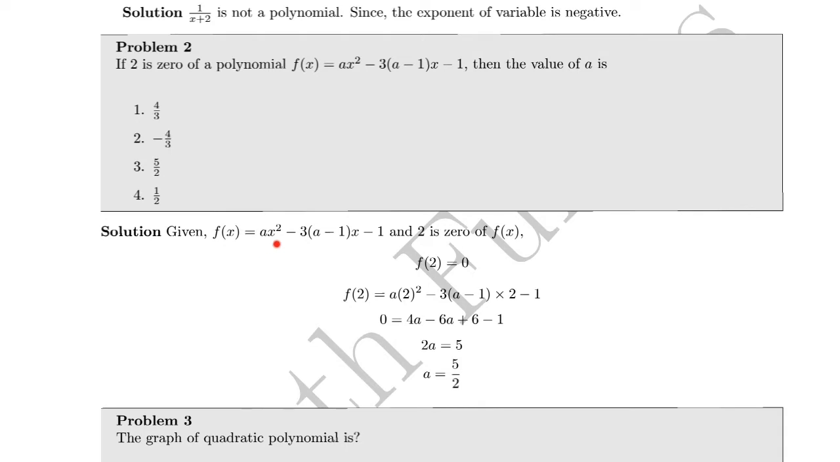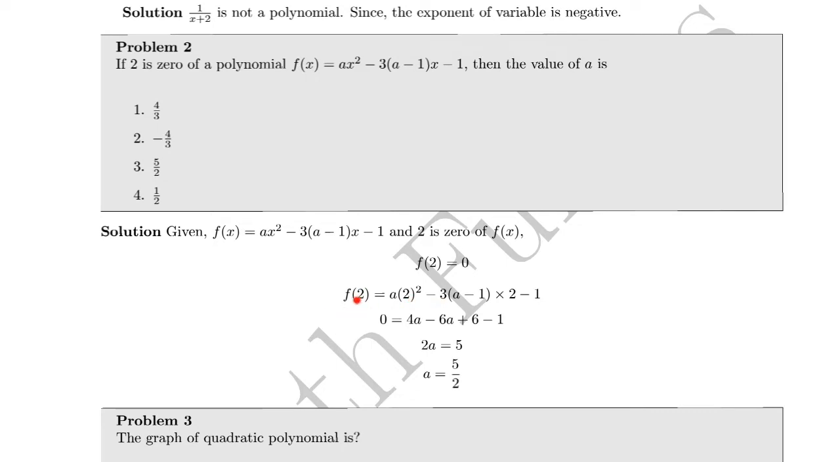Here, given that f(x) is equal to ax square minus (3a minus 1)x minus 1 and 2 is the 0 of the polynomial, what is the meaning of this? What is the meaning of 0 of a polynomial? The meaning of 0 of a polynomial is that if we put that value in the polynomial, then we will get the value of the polynomial function as 0.